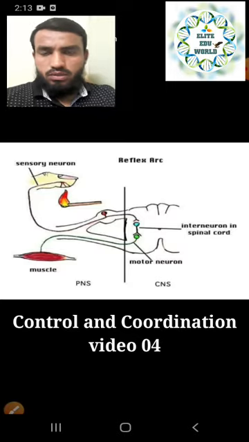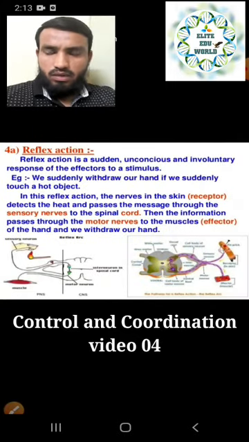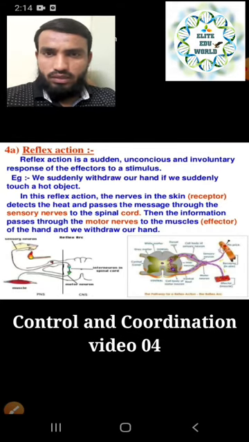system and the central nervous system are, and then reflex action, and the structure of the brain, which part is responsible for which functioning in our body. Then we just started the reflex action, and we have already seen what reflex action is: a sudden, unconscious or involuntary response of the body through the effectors to the stimulus, whatever the stimuli happening in or around the body, and the effectors do the response immediately or unknowingly.